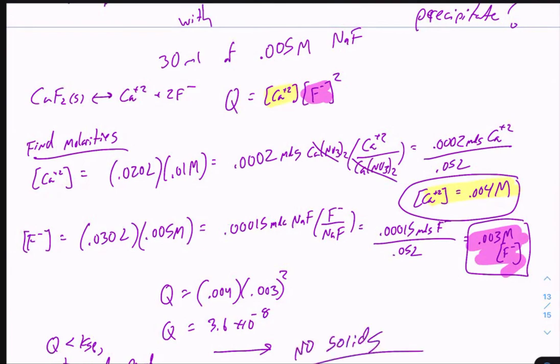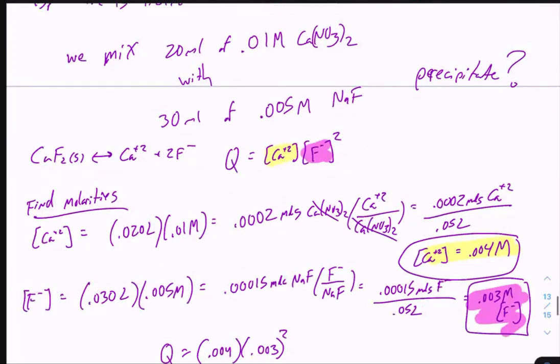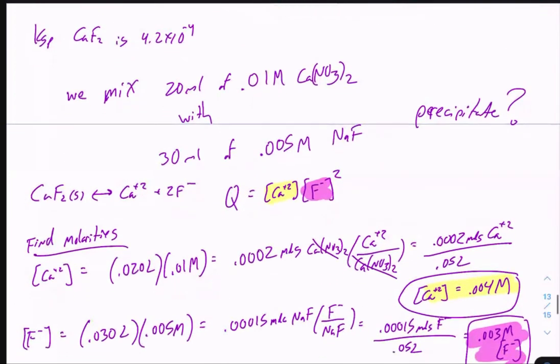Yes, Alan? When do we determine the KSP? It was given. The KSP would have to be given to you in this problem. I gave it to us earlier. Oh, okay. 4.2 times 10 to the minus 4? Yeah.